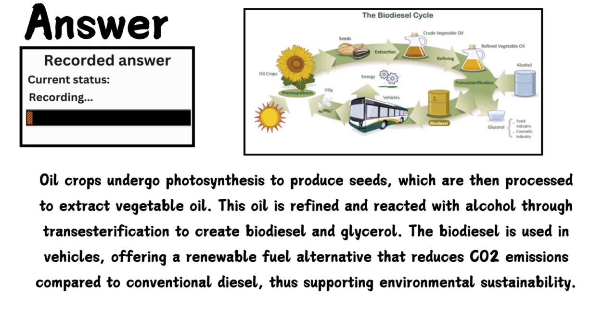Oil crops undergo photosynthesis to produce seeds, which are then processed to extract vegetable oil. This oil is refined and reacted with alcohol through transesterification to create biodiesel and glycerol. The biodiesel is used in vehicles, offering a renewable fuel alternative that reduces CO2 emissions compared to conventional diesel, thus supporting environmental sustainability.